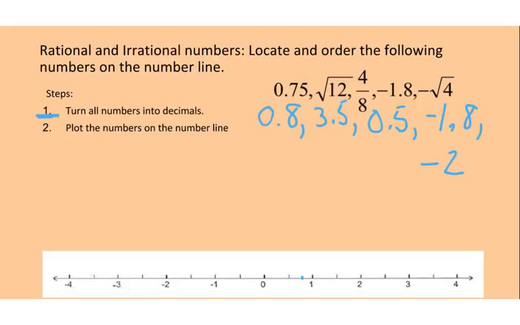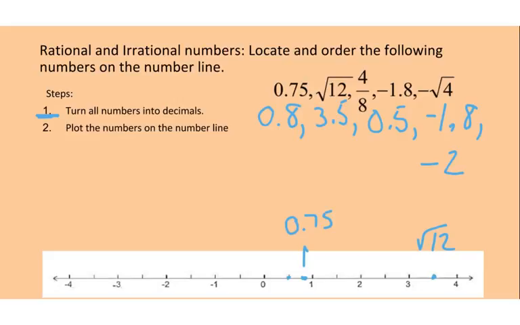So 8/10 is about right here. And remember, we're going to put the original form. So 75/100 was the original form. Okay? So let's do the square root of 12. That's 3 5/10. So let's write that there. So the square root of 12. Okay, now 4/8 is 5/10.